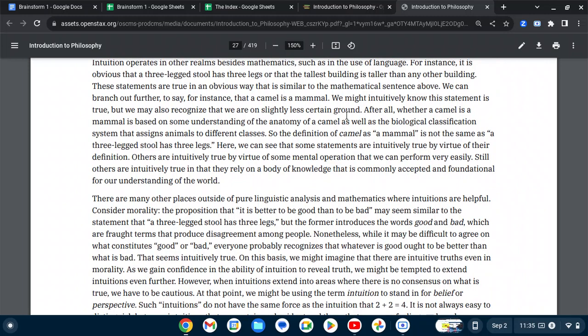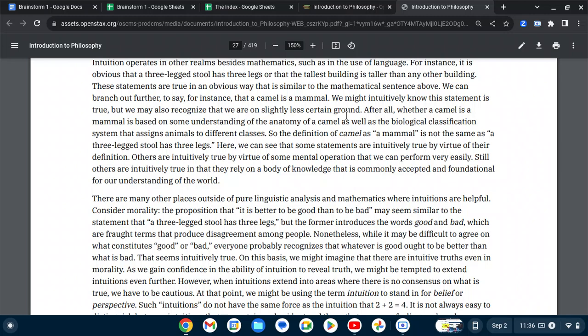We can branch out further to say, for instance, that a camel is a mammal. We might intuitively know that this statement is true, but we may also recognize that we are on slightly less certain ground. After all, whether a camel is a mammal is based on some understanding of the anatomy of a camel, as well as the biological classification system that assigns animals to different classes. So the definition of camel as a mammal is not the same as a three-legged stool has three legs.